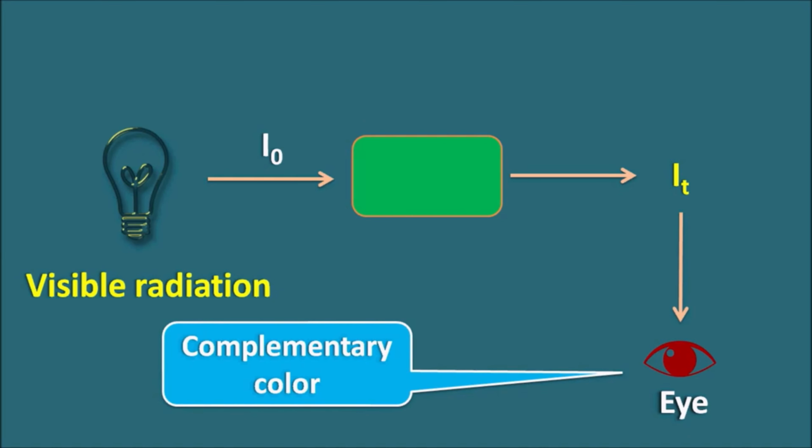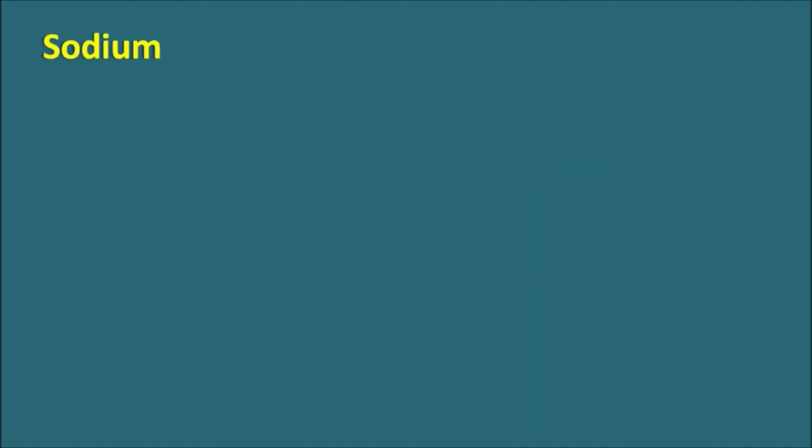The object is going to appear as a green color because it is going to absorb the visible radiation. So what happens to this absorbed radiation? This absorbed radiation is used to produce the electronic transitions within the molecules. So if any object is colored and absorbs the radiation, it is mainly due to the electronic transitions. So in order to understand the electronic transitions, let us take the case of sodium.